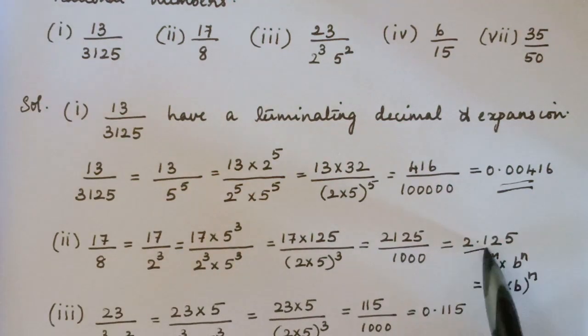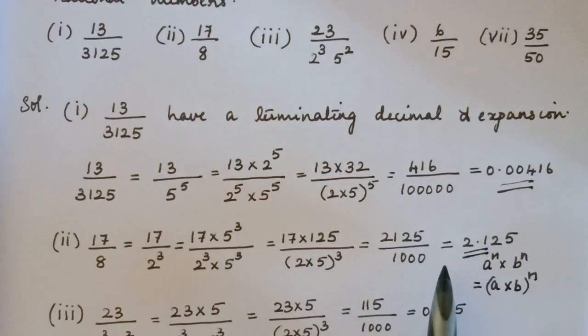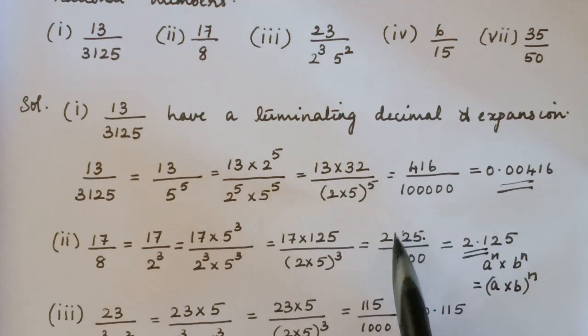You know how to divide. That is, there are 3 zeros. So now the decimal point is here, so it will come back 3 decimal places. So 2.125.